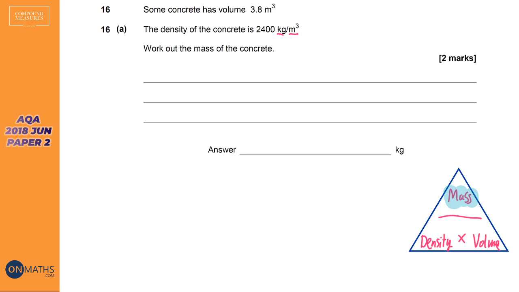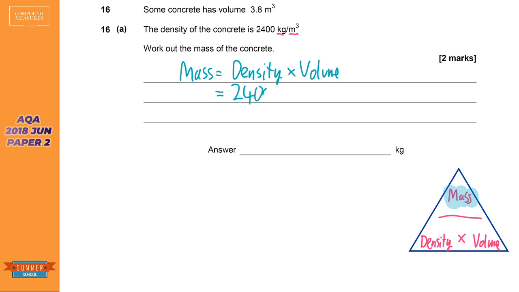So we're just going to write mass equals density times volume, and the density is 2,400, the volume is 3.8, and we have a calculator for this. So 2,400 times 3.8 is 9,120.